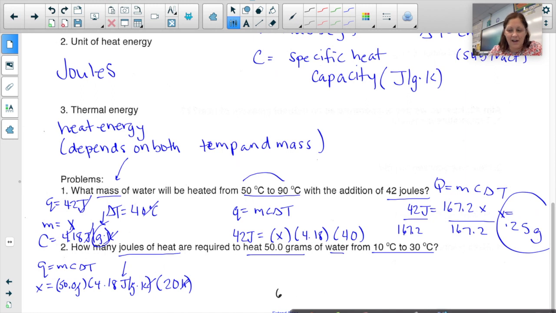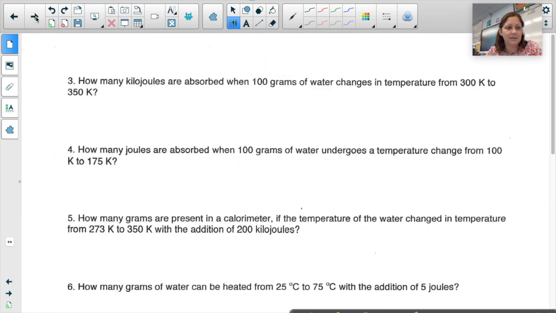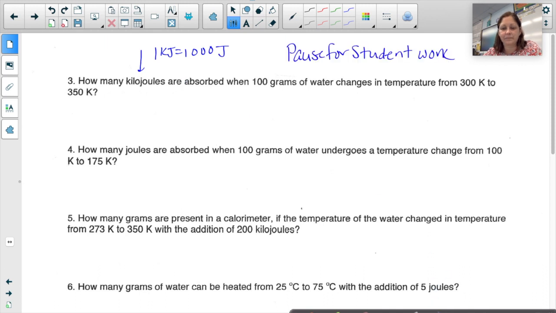And what you should have gotten as your answer was 4,180, and the unit is joules because we were looking for heat. So what I'll ask you to do now is please turn the page and work on the next questions. Now remember, 1 kilojoule is 1,000 joules, so keep that in mind when you do the next question.